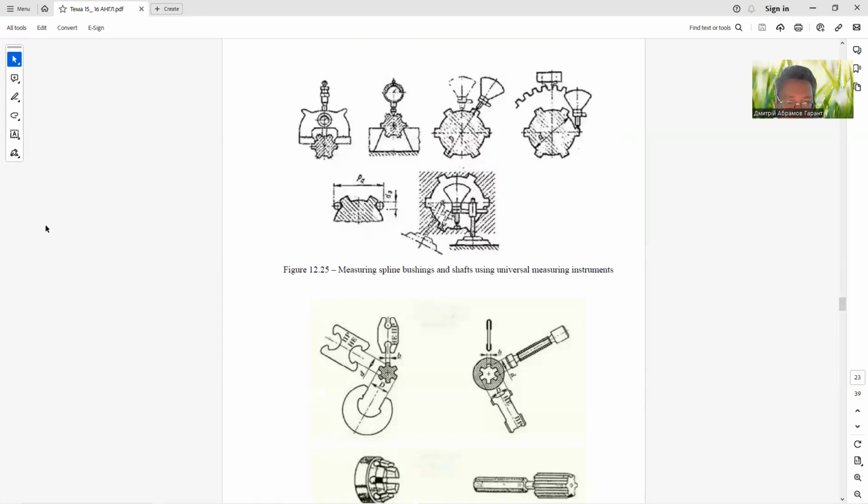On figure 15.25, you can see measuring of spline bushings and shafts using universal measuring instruments, like indicator heads.